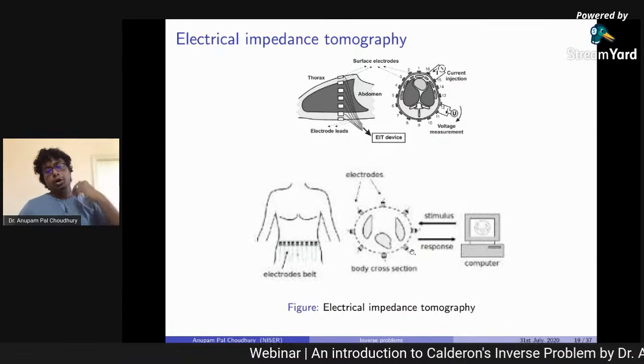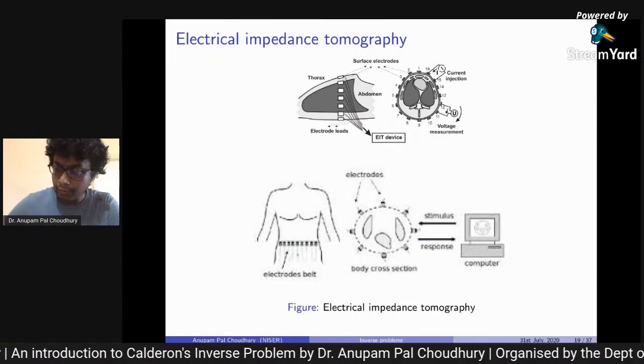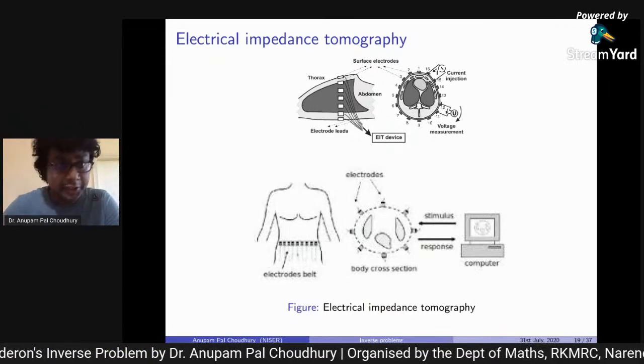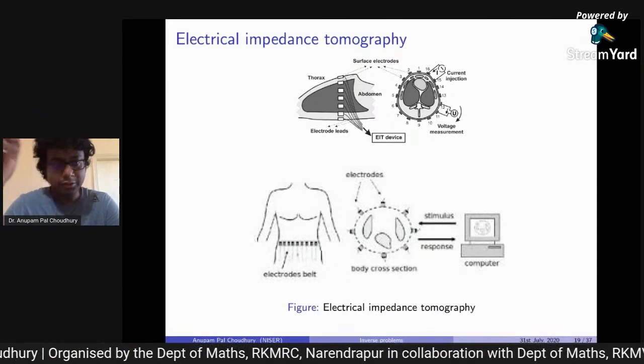Okay, and also when the doctors study mammography, so in the study of breast cancer. Okay, so this is a usual technique that is used, this EIT.